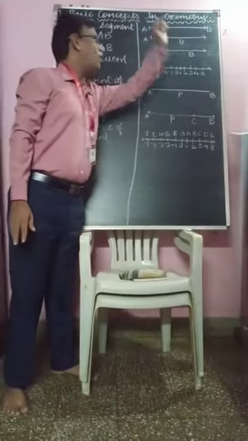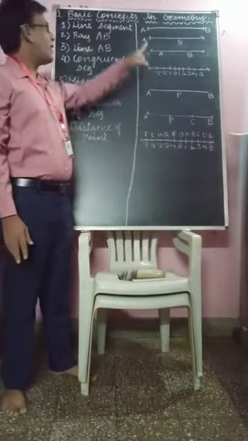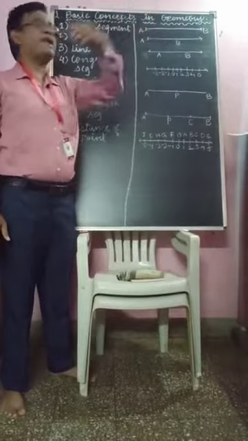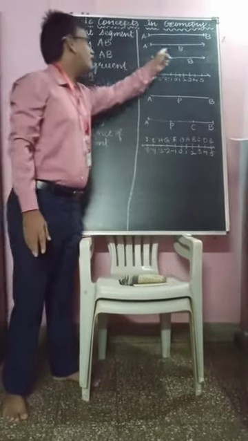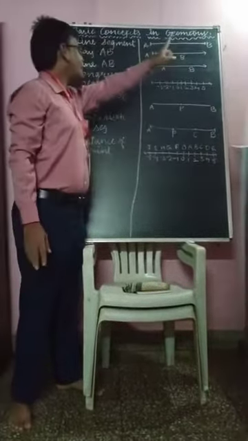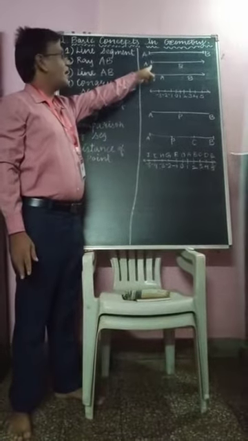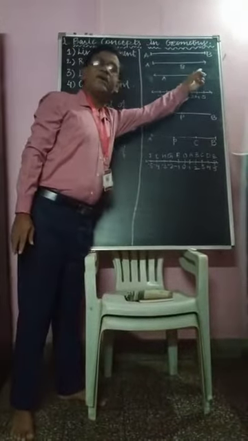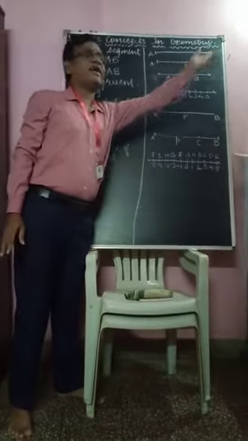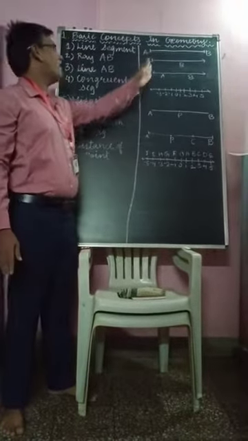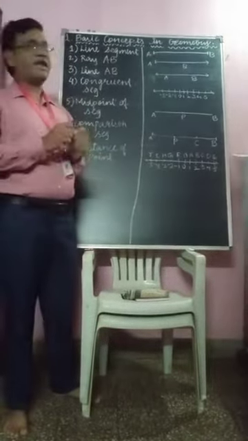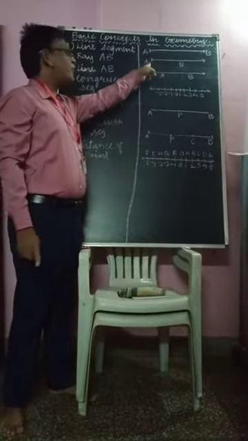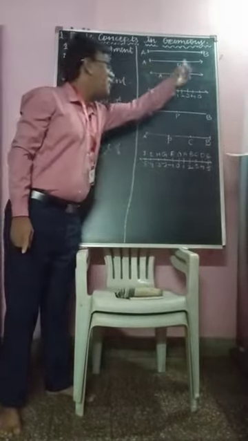Ray is also a set of points, but one end is known and another is not known. It is infinitely extended, and it is shown as an arrow. Let A be the end point of this ray, and AB is a ray, and the next end is not known, or it is extended infinitely. So it is called a ray, and we call it ray AB. We can't call it ray BA because the end point is A. So you have to say ray AB.